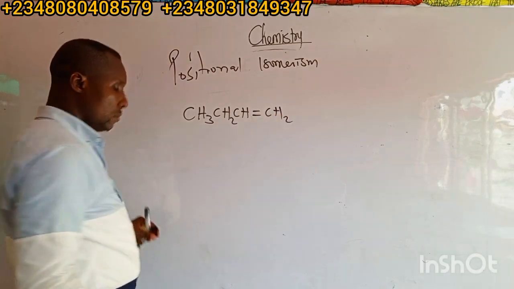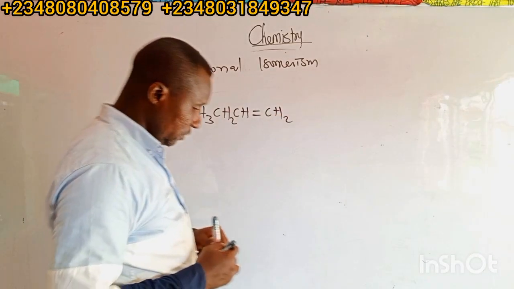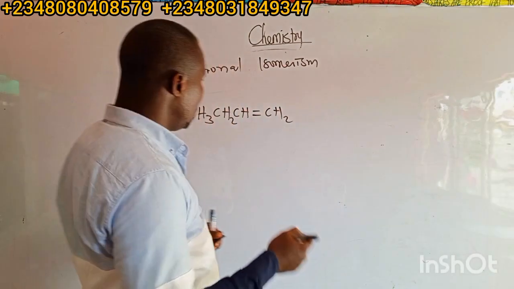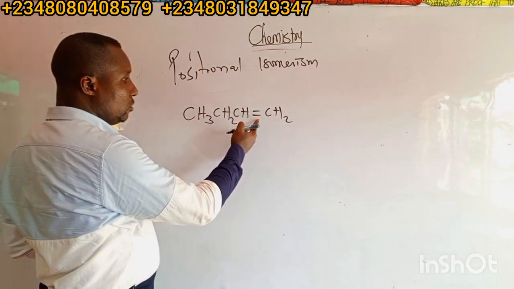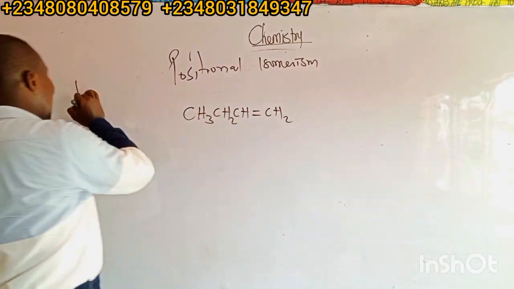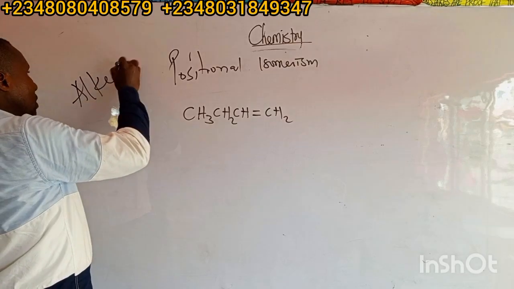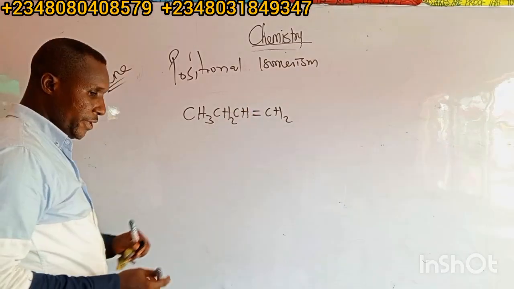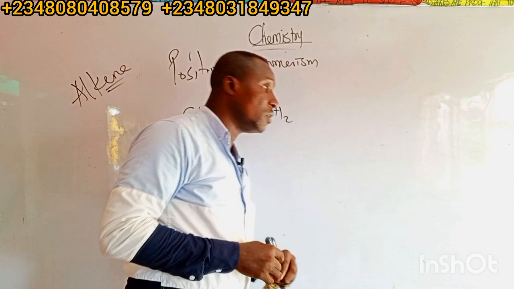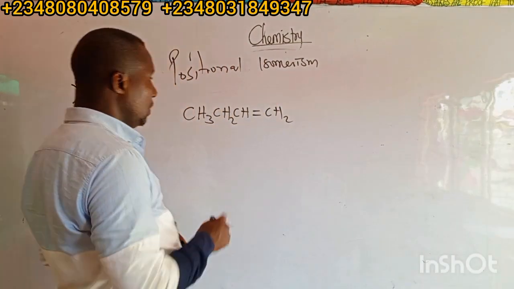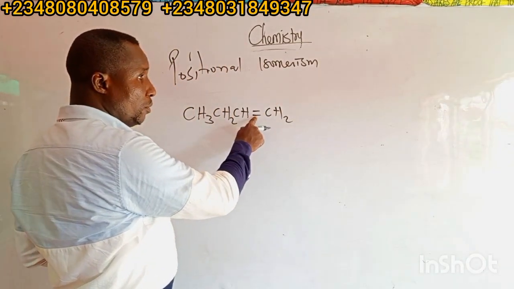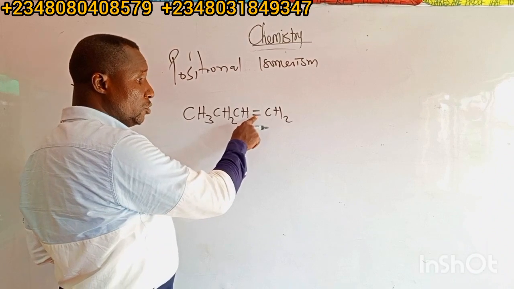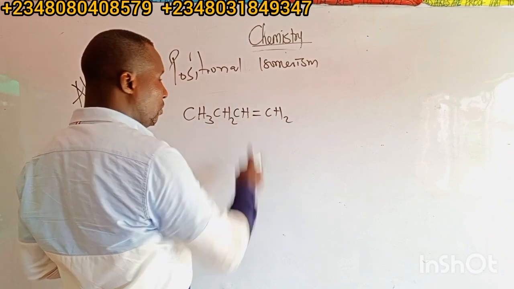CH2, CH2. Look at this. What is the functional group? You should know that this is under what? Alkene. ENE. Alkene. I told you that under homologous series. And the functional group is what? The double bond between the carbon atoms.